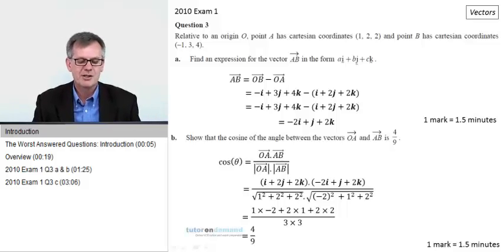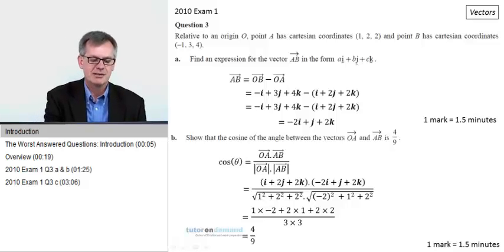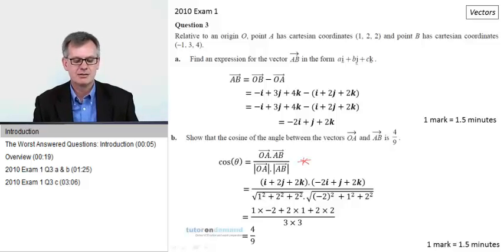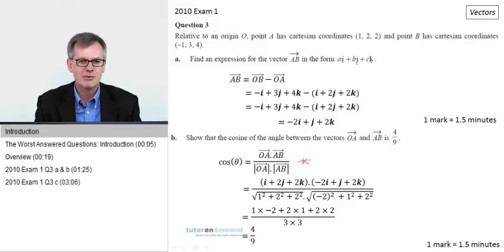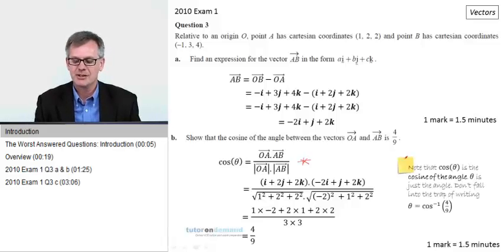When we want to show the cosine of an angle between two vectors, that's pretty straightforward as well, as you can see with this expression here. And we get 4/9. A problem that often occurs is that when a question is asking for the cosine of an angle, students try and find the actual angle. Make sure you don't do that. Okay, so that was question 3A and 3B, and they were done fairly well.